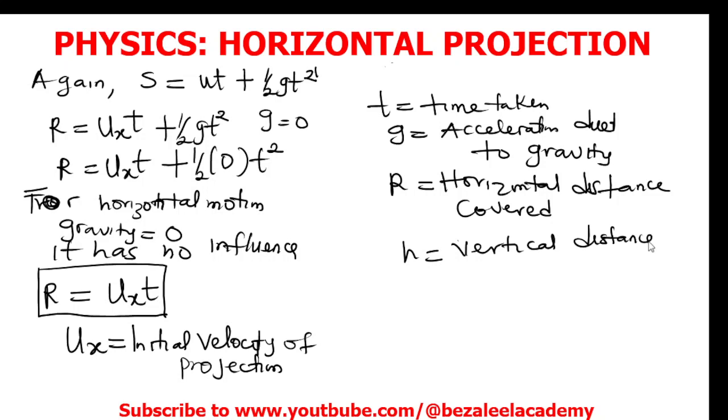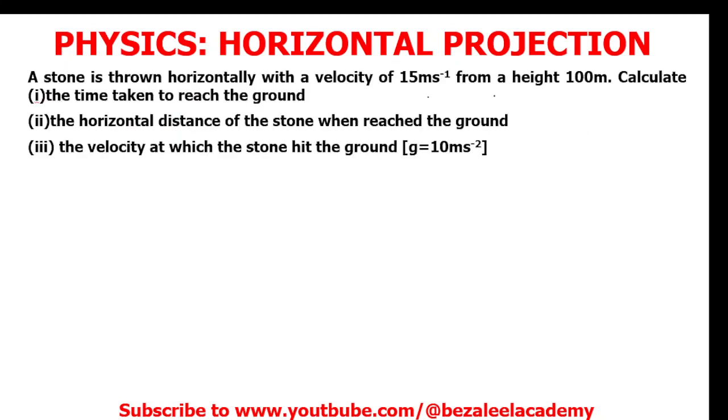So that shows that in this aspect of projection, horizontal projection, so to say, we have the summary. Our summary will now be: R is equal to ut, and then our h is equal to half gt squared. So these two relationships are very, very important when we are dealing with horizontal projection. So we want to go to an example now.